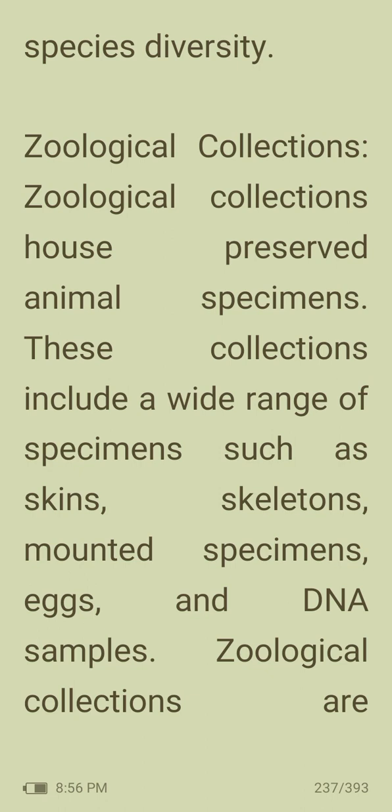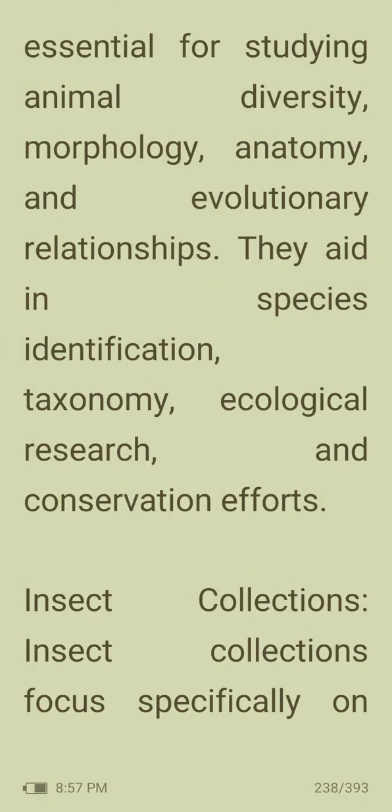Then zoological collections. Zoological collections house preserved animal specimens. These collections include a wide range of specimens such as skins, skeletons, mounted specimens, eggs, and DNA samples. Zoological collections are essential for studying animal diversity, morphology, anatomy, and evolutionary relationships. They aid in species identification, taxonomy, ecological research, and conservation efforts.